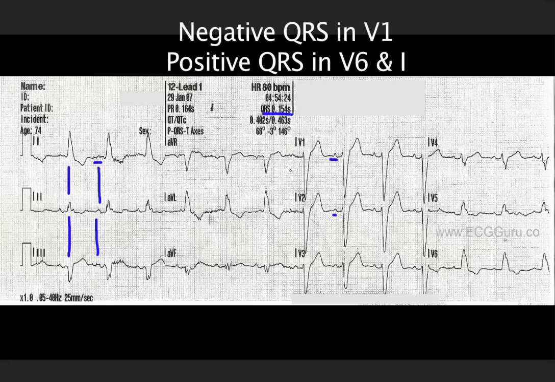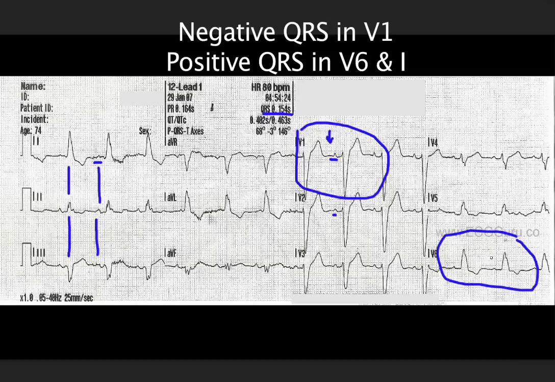Criteria number 3 for left bundle branch block is what I showed you in the graphic with the heart and the conduction system. V1 should have a negative QRS, should point down, and V6 should have an upright QRS, points up. Now remember that in a normal ECG, V1 is down and V6 is up. What makes this abnormal? The wide QRS. That's the only difference.